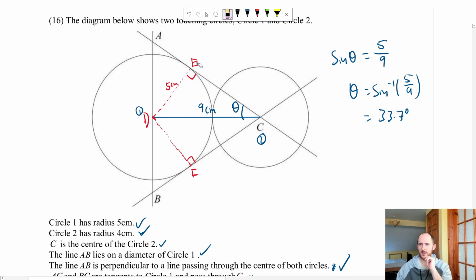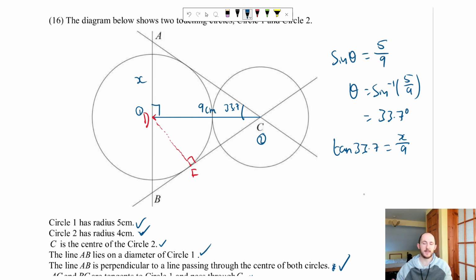Once I've done that, I'm now going to get rid of this very carefully. Now I have theta, so I'm going to get rid of that. It's 33.7, and I want the side AD. So let's just call it X again. Well, that's fine, right? It's opposite over adjacent. It's tan. So tan 33.7 equals opposite over adjacent, so X over 9. Because again, this is still perpendicular.